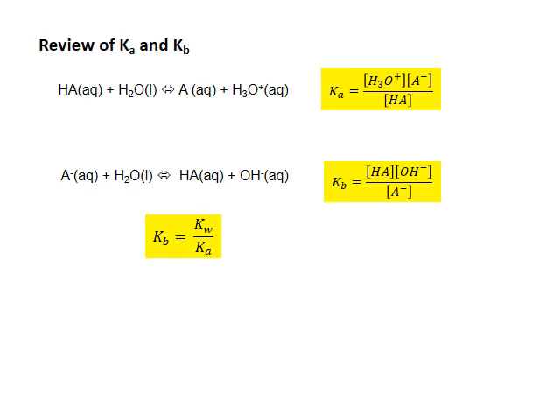We've also seen that we can find the value of Kb if we know the value of the Ka of the conjugate acid of the base by using the expression Kb is equal to Kw over Ka. And recall that Kw is the ion product constant of water, which has a value of 1.00 times 10 to the minus 14 at room temperature.